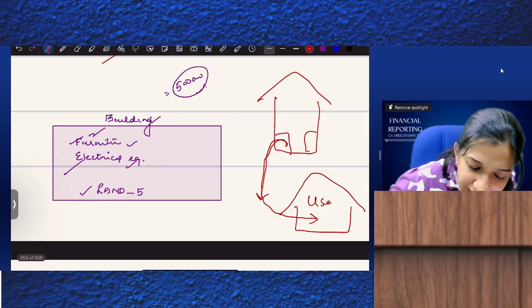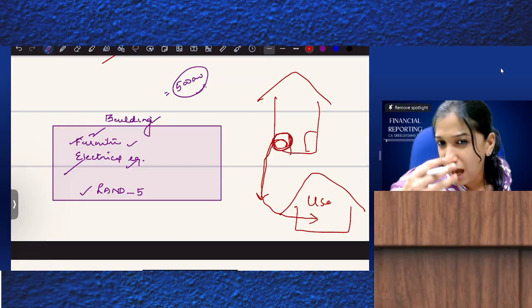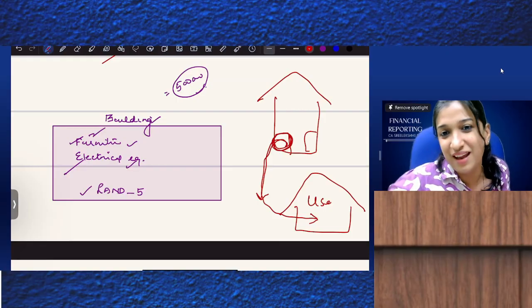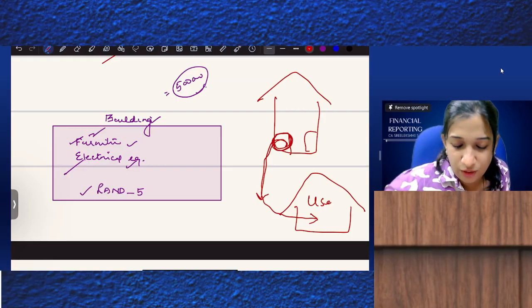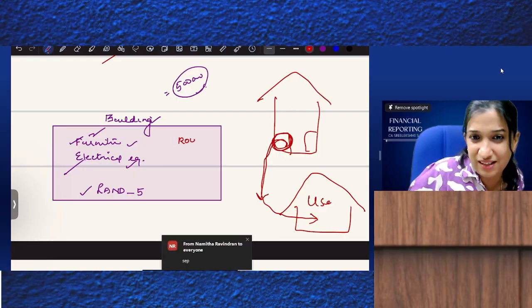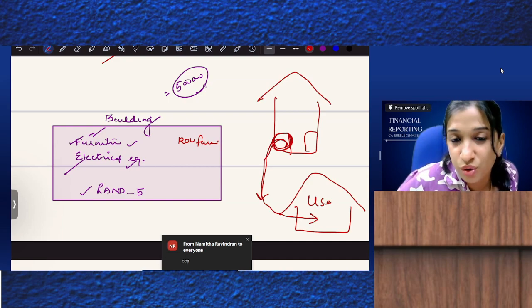If it is already attached to the ROU building, you cannot take it out. But if it can be taken out, I can get independent benefit of the furniture. Okay, then you need to separate. Are you getting this? Then you need to separate and show it as ROU furniture.